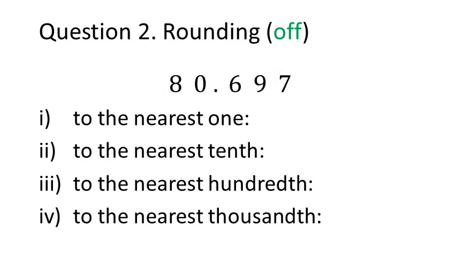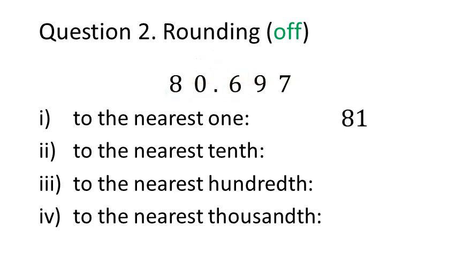Let's look at another example, 80.697. The first question is to round to the nearest ones, which means to round to a whole number. So the answer will be a whole number, and we need to check the next digit, which is 6. We compare 6 with 5. Since 6 is greater than 5, we need to round up. This means that we need to add 1 to the digit 0, and it becomes 1. Then discard the others, so the answer will be 81.